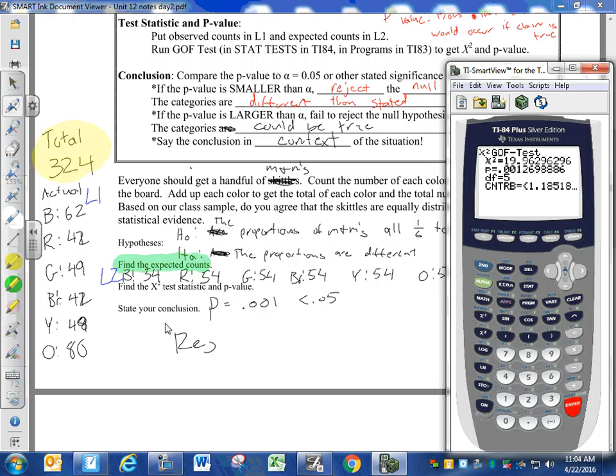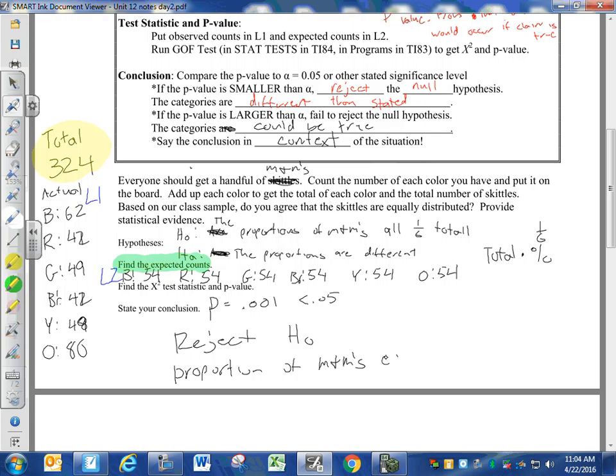I'm going to reject the null hypothesis. Proportions are probably different. I'll just say proportions of M&M's colors are not the same.